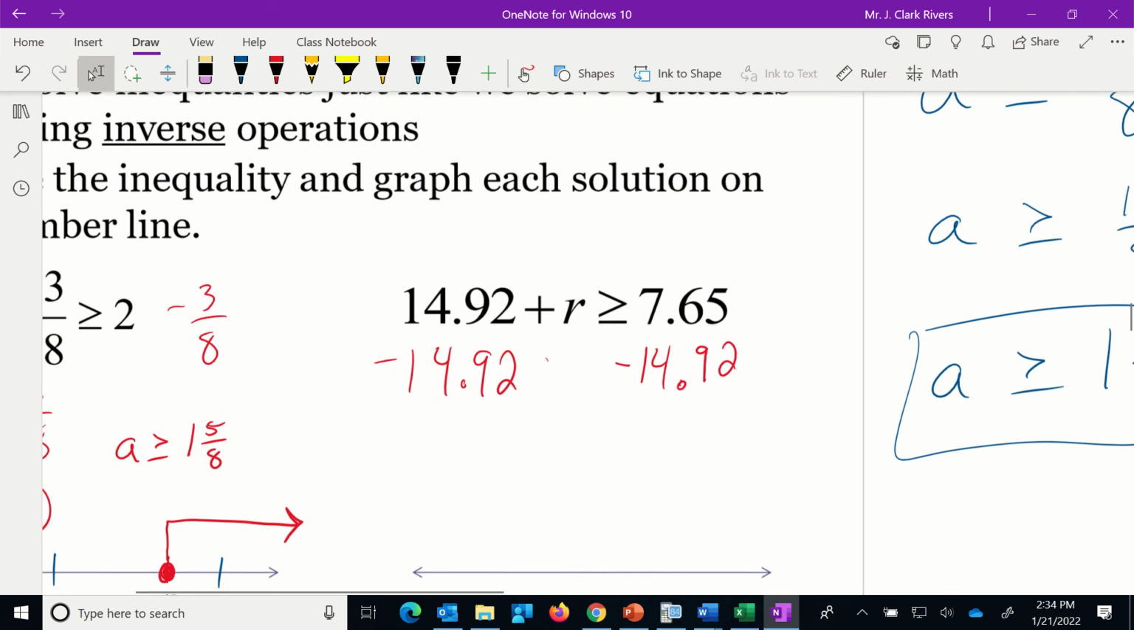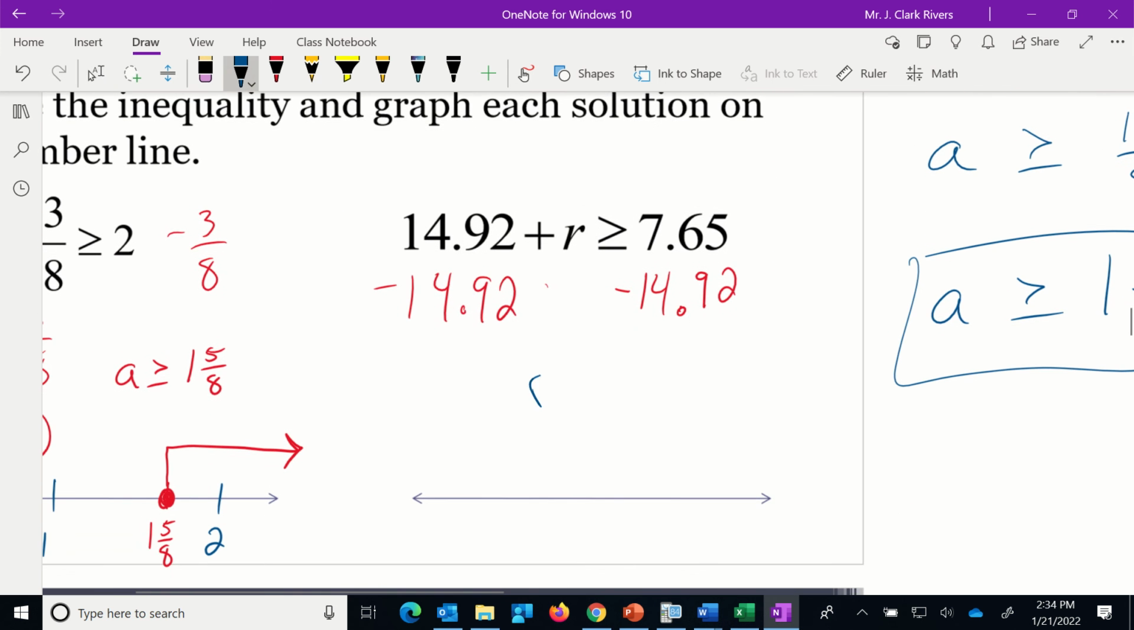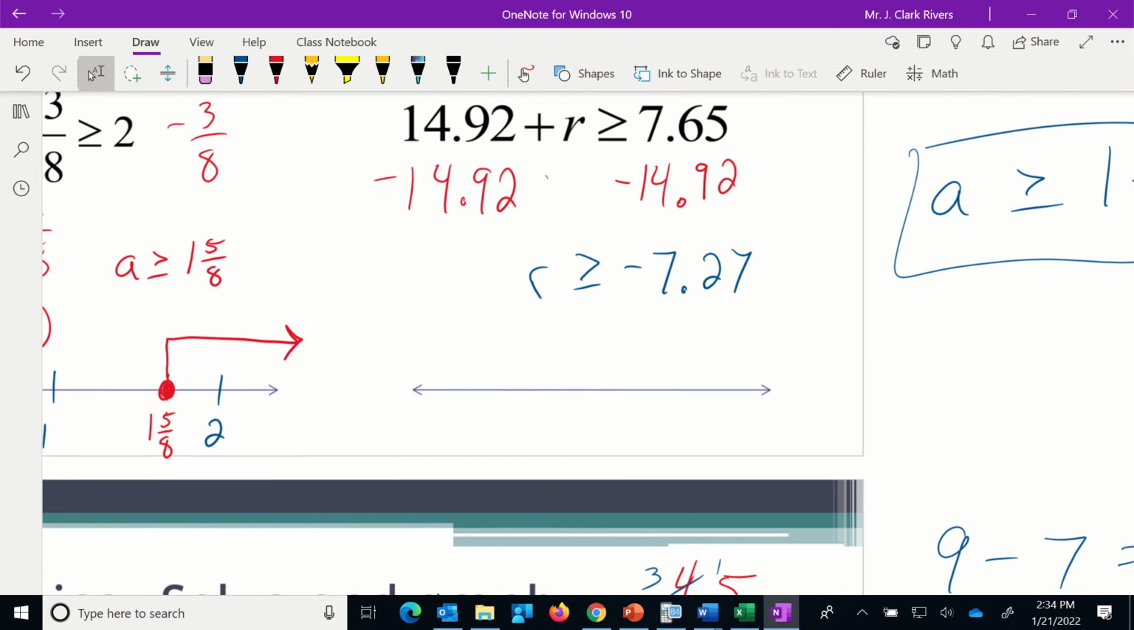r is greater than or equal to negative 7.27. So negative 7.27 is between what two integers? Griffin, what do you think? Very good. Negative 7, negative 8. Is it a bit closer to negative 7 or a bit closer to negative 8? Yeah, so we're going to put a closed circle here, a bit closer to negative 7. Let's write negative 7.27 so everybody knows where we're at.